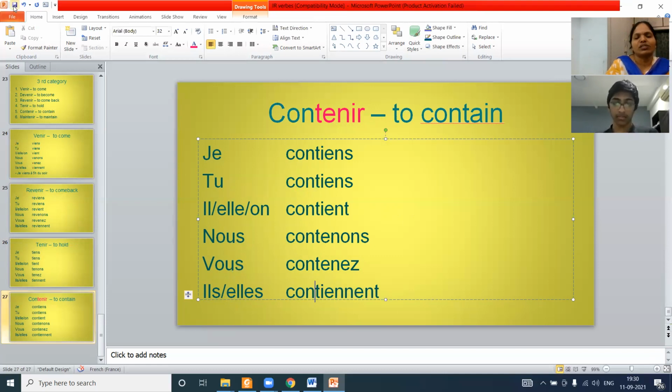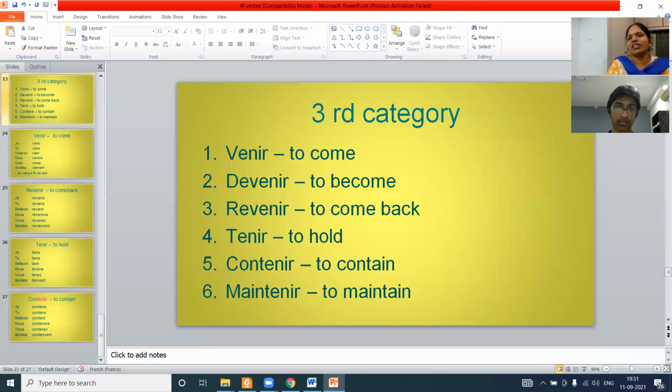Those are all the IR verbs we learned in total. The basic endings are IS, IS, IT, ISSONS, ISSEZ, ISSENT. First category: ouvrir, souffrir, offrir, cut IR and keep ER verb endings. Second category: partir, sortir, dormir, servir, cut IR and use SS, ONS, EZ, ENT. Third category: venir, devenir, revenir. Venir is a very common verb, because we use it a lot for I am coming. That's it.